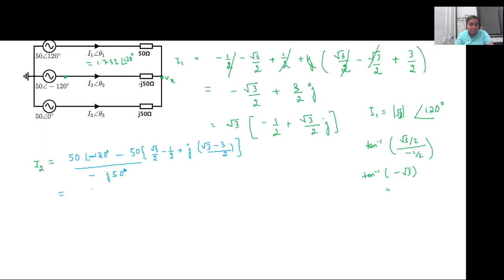1 by 2. Why is it 1 by 2? Cos of minus theta is equal to cos of theta, right? So cos of 120 degree is minus 1 by 2. And sine of minus 120 degree?